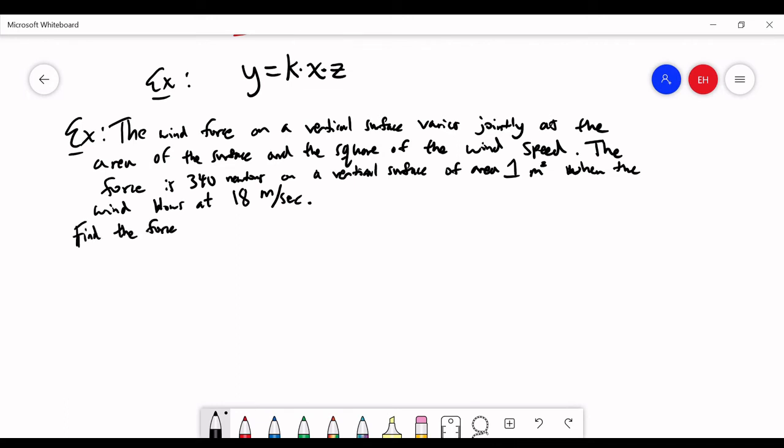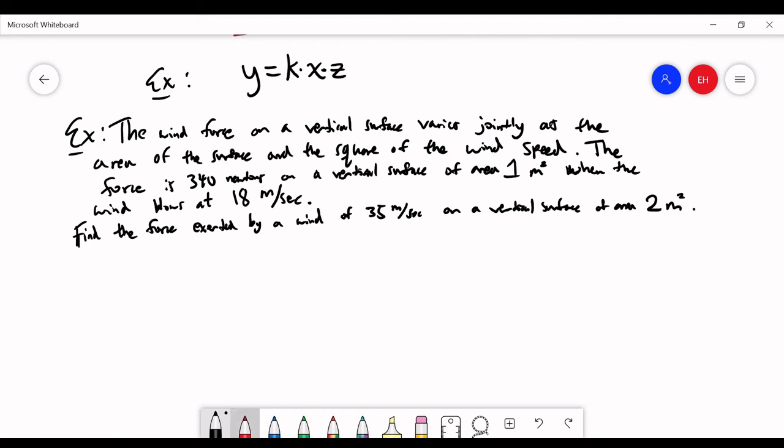Our question we have to answer is, we have to find the force exerted by a wind of 35 meters per second. So there's our wind speed, 35 meters per second, on a vertical surface where the area of that surface is 2 meters squared.